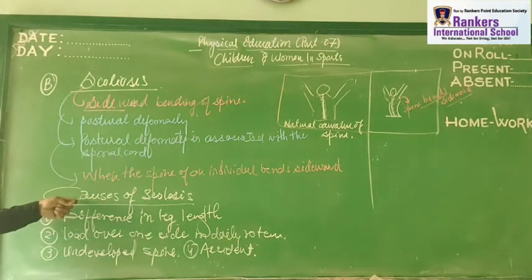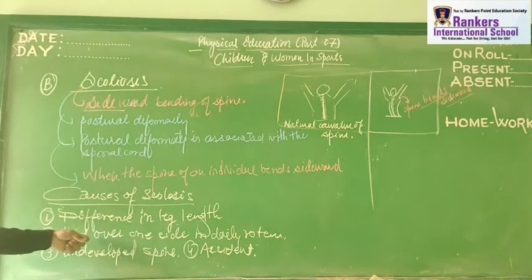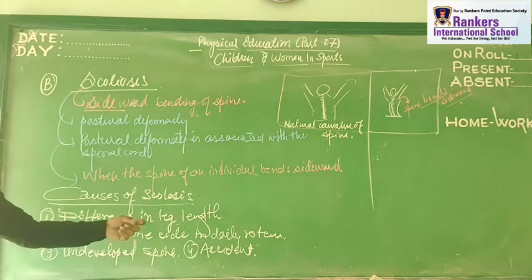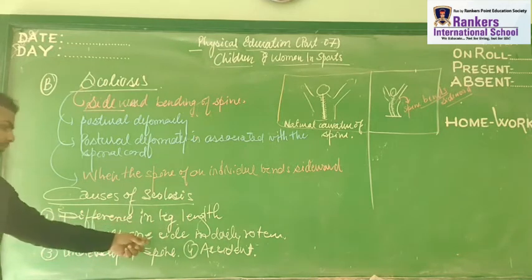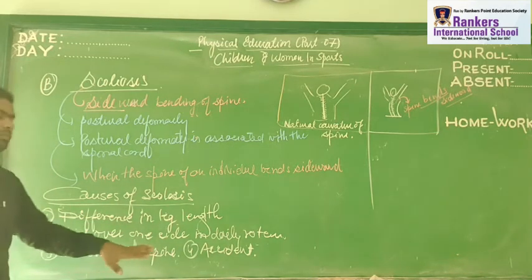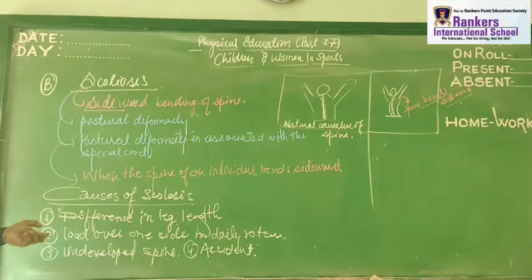Alright, so what are the causes of scoliosis? The first cause is difference in the leg length. The second cause is load over one side of the shoulder during the daily routine. Undeveloped spine or sometimes an accident may lead to this kind of problem. Right? So now we need to understand the corrective measures which help us to overcome this postural deformity. The corrective measures which help us to overcome this is again the sideward bending in the opposite side.